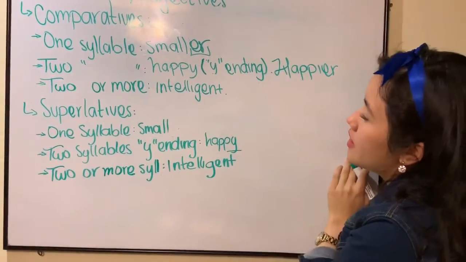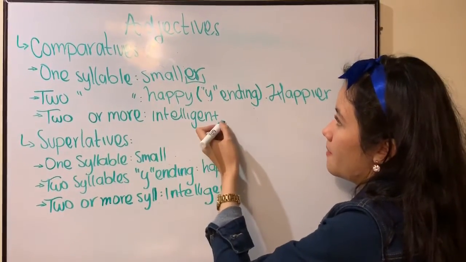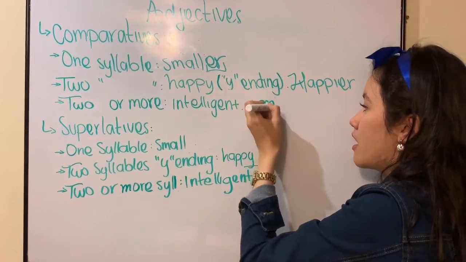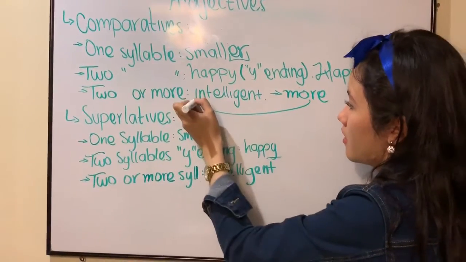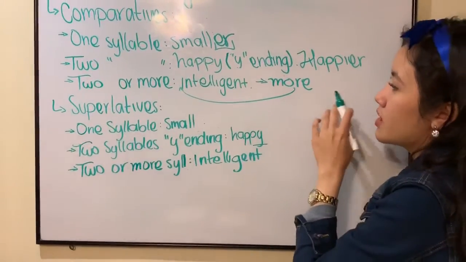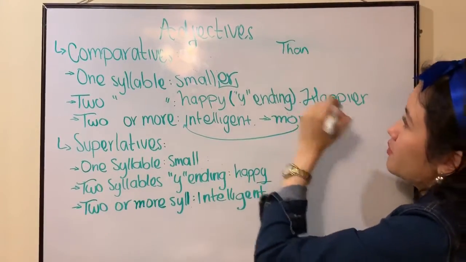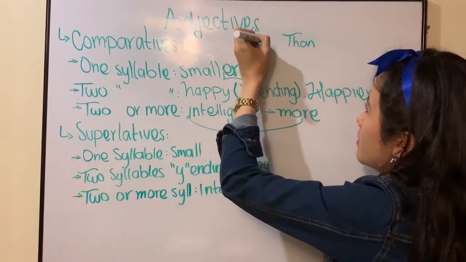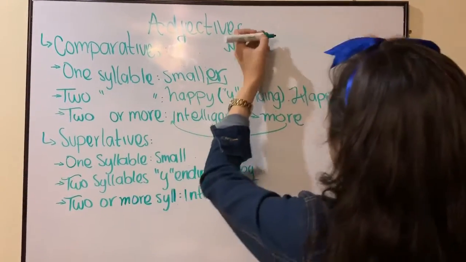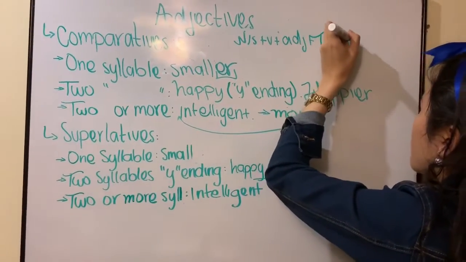So it is going to be happier. And the last one is for adjectives that have two or more syllables. In this case, the adjectives do not change, and you are going to use more: more intelligent. Finally, you always have to use than when you make comparisons. For example, the noun or the subject, the verb, the adjective, and the complement.